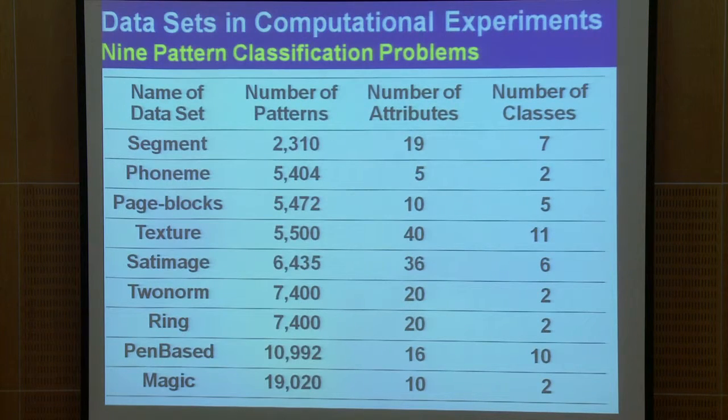Here we show 9 pattern classification problems from available data sets. Some of them are many-class problems. Number of classes is from 2 to 11, and number of attributes is from 5 to 40, and the number of patterns is from about 2,000 to 20,000. Not big data, but not small data.